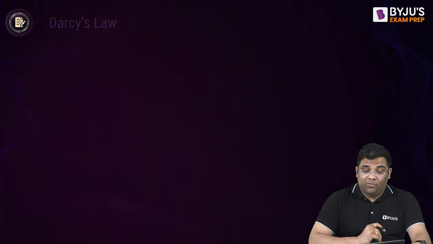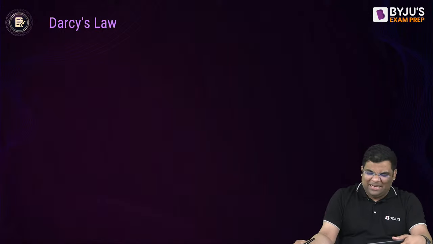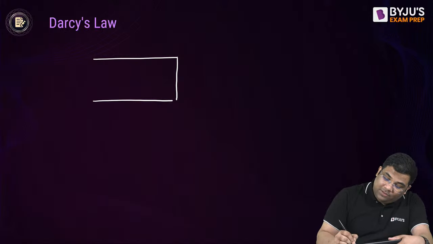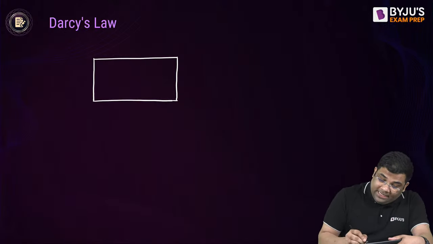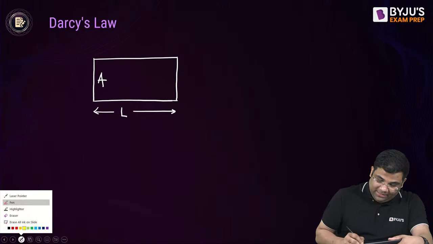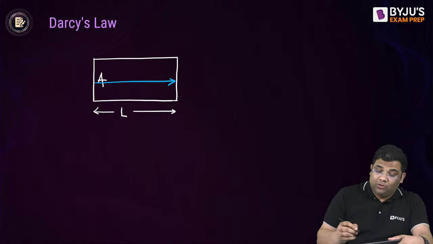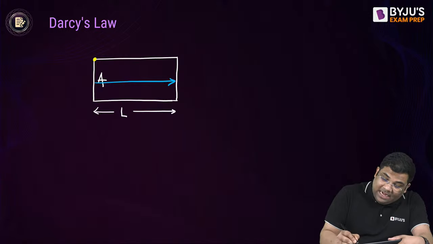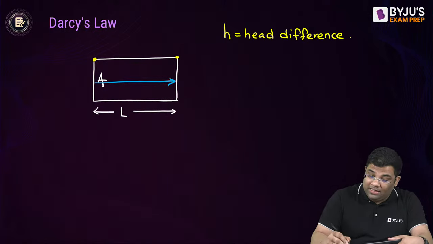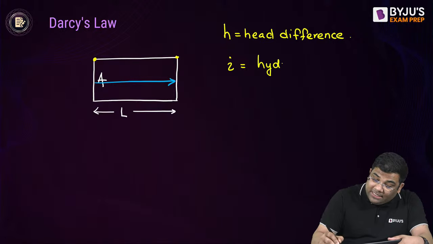Next, let us see which formula we'll see. Darcy's law means permeability, right? So what is Darcy's law? If we have a soil sample like this, whose area is A, and this length is L, which is the drainage path, and suppose the water is flowing like this, and the head difference between this end and this end is H. Then I introduce a term I, which is your hydraulic gradient.